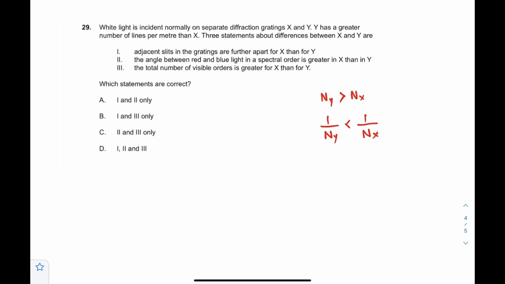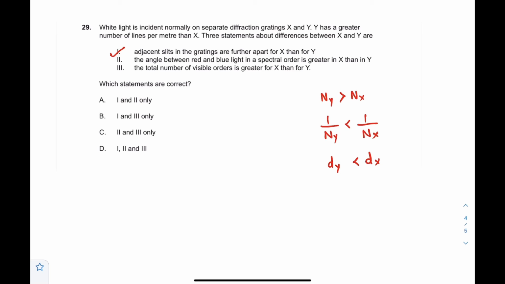And what is the reciprocal of the number of lines per meter of the diffraction grating? This is the distance between the slits. So the distance between the adjacent slits for Y, that is d of Y, is less than d of X. So the adjacent slits are farther apart for X than for Y. So statement number 1 is correct. Now statement number 2: the angle between the red and the blue light in a spectral order is greater in X than in Y.